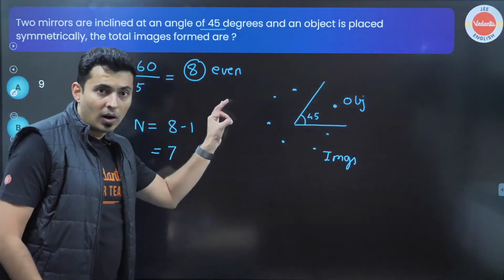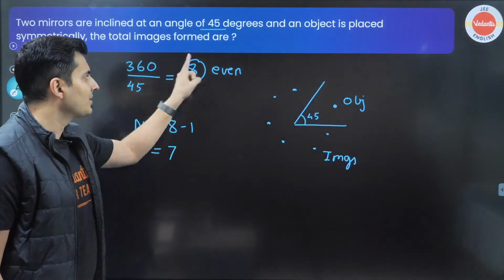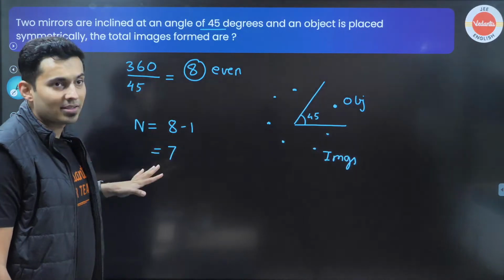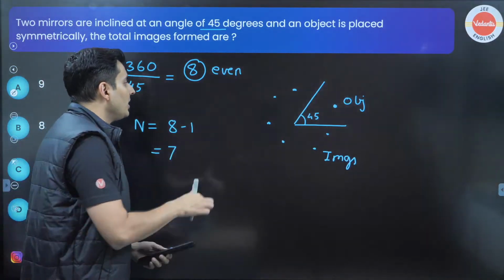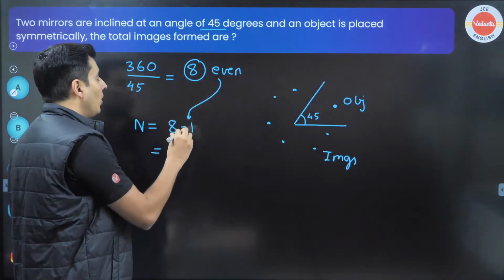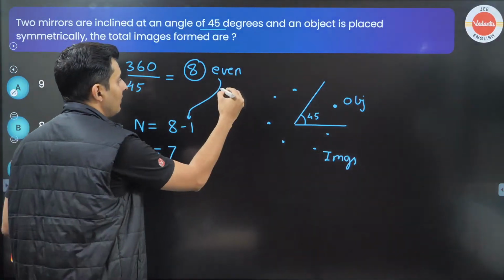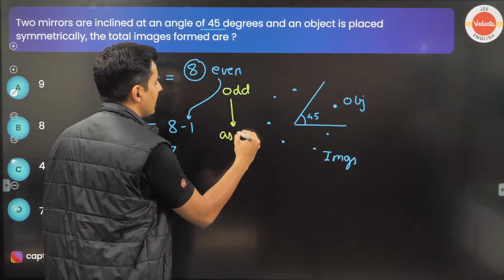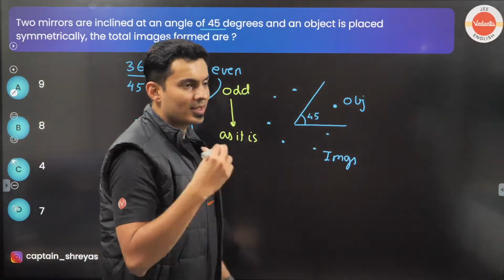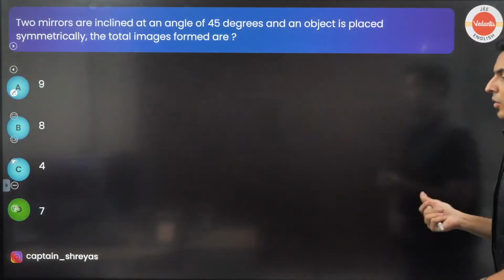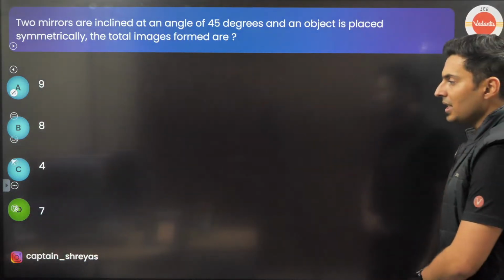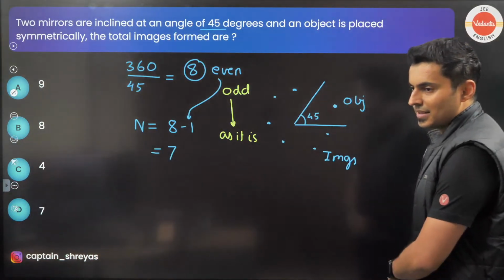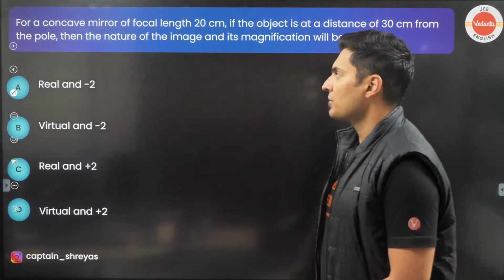If this was odd by chance, then don't do minus 1. This minus 1 comes only because it is even. If it was odd, then that number is as it is. So always try to keep it odd. That's the logic in these kind of questions. So option D is the correct answer. Very good, guys. Excellent. Moving on to the next question.